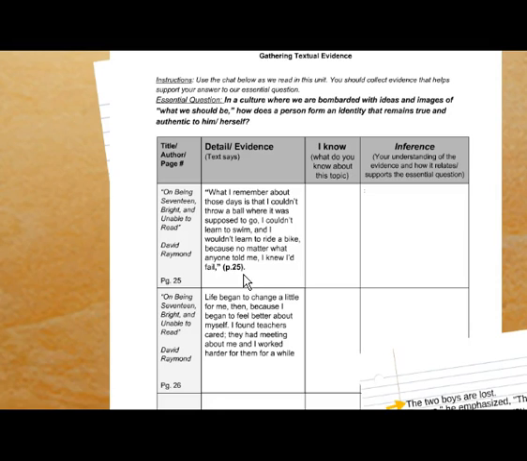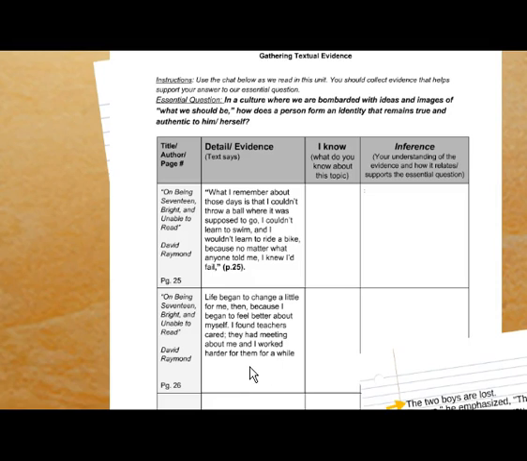Alright? What I want you to do on your own is fill in the "I know" part. So what do you know about this topic? And then I want you to make an inference. Okay, so your understanding of the evidence and how it relates to or supports the essential question. So kind of like I did on the last part on the paper, you make the connections. It's kind of like connecting the dots.